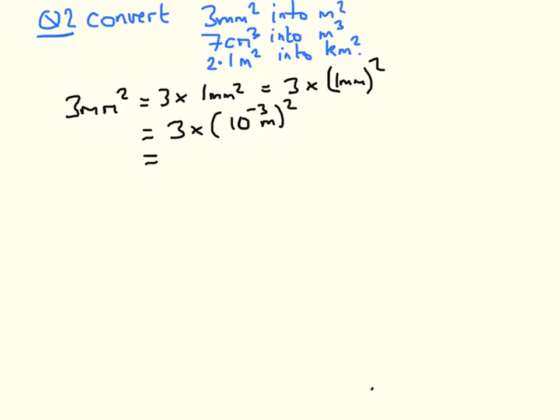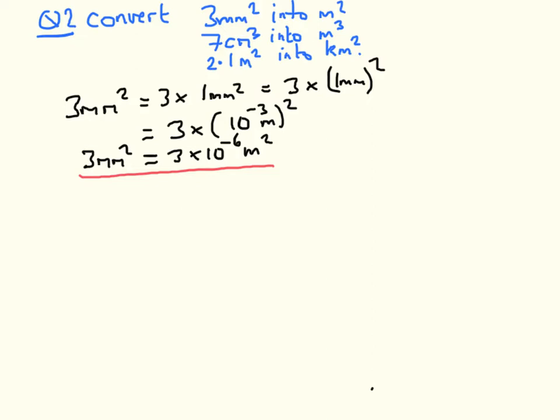So this is 3 times, and now when we square the brackets, we square the number and we square the units. So 10 to the minus 3 squared, we just multiply the minus 3 by 2, so we're going to get 10 to the minus 6, and then we square the meters and get, of course, meters squared. So 3 millimeters squared is 3 times 10 to the minus 6 square meters, and that is our first answer.